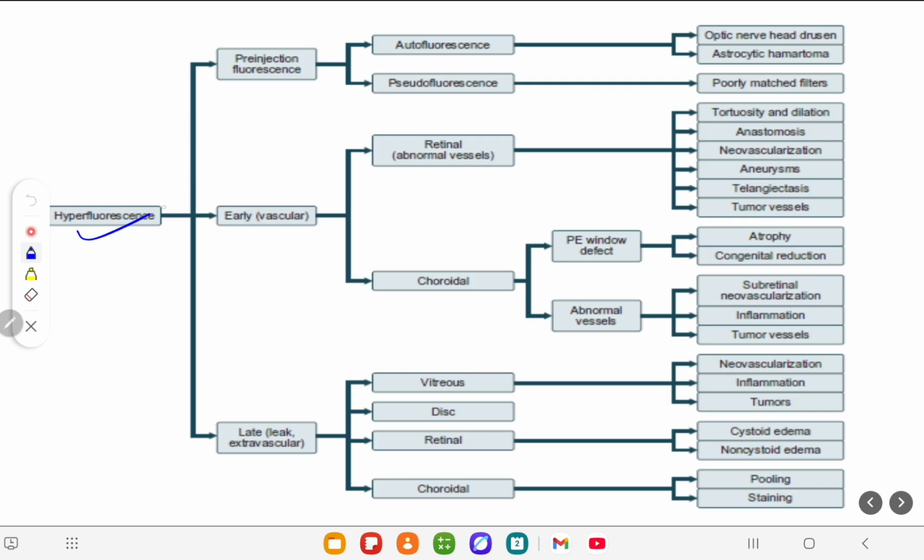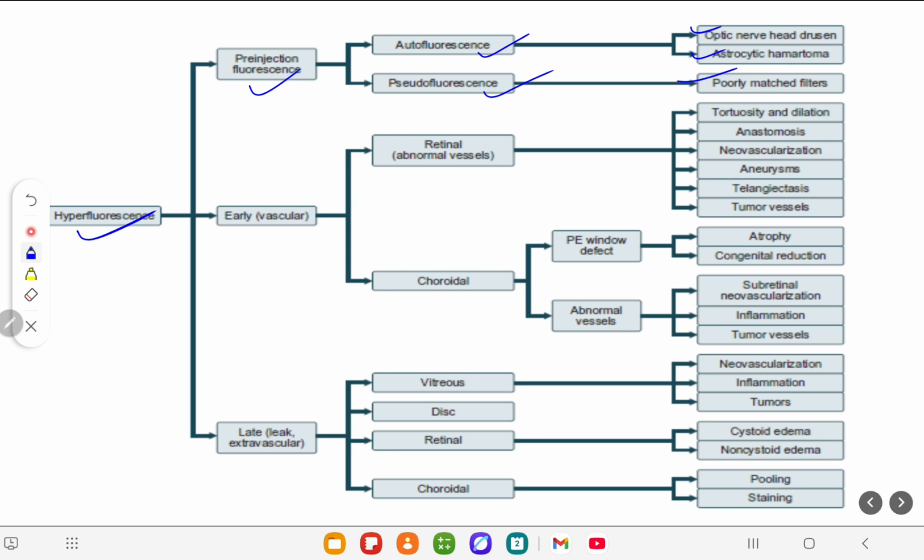So, hyperfluorescence: we have discussed this in every phase, like the pre-injection phase, autofluorescence and pseudofluorescence. In optic nerve head drusen you will see autofluorescence. In astrocytic hamartoma you can see autofluorescence. At the same time, pseudofluorescence is from a poorly matched filter. It's very important. The filter should be very good.